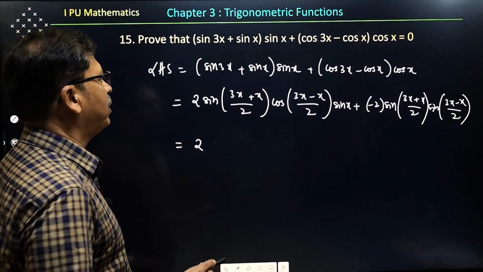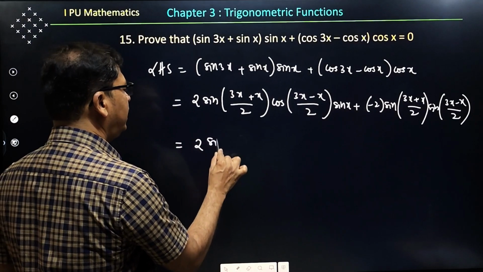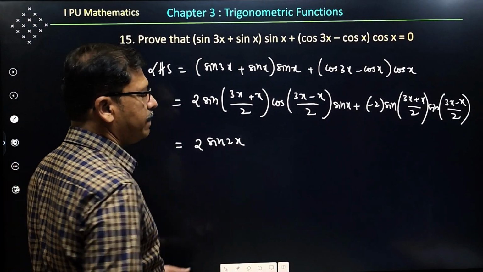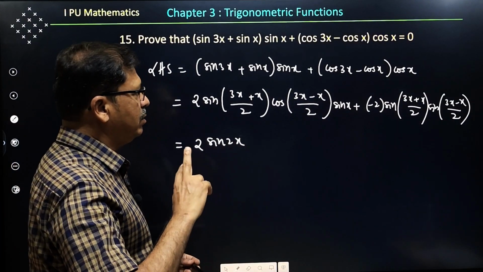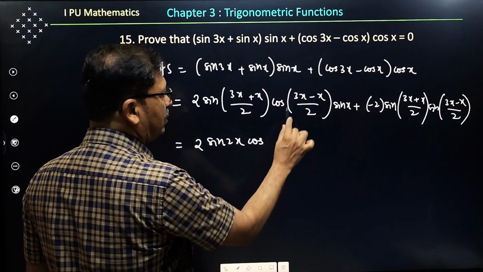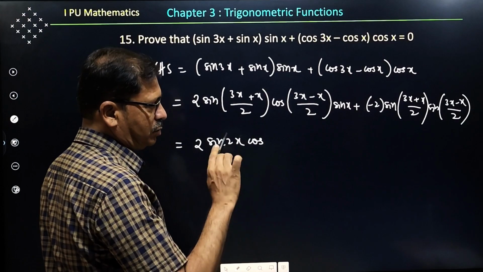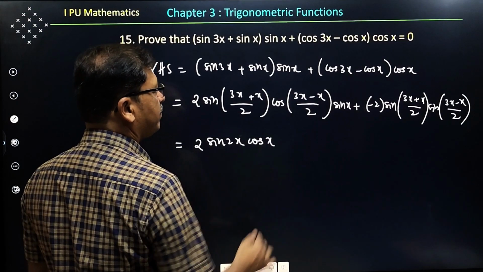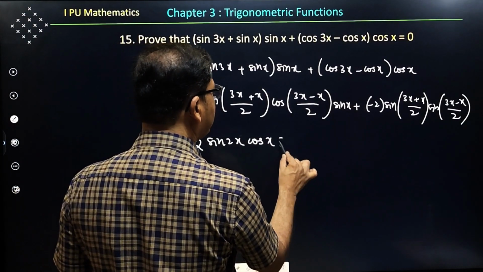3x plus x is 4x. 4x by 2, that is sin 2x you are getting. 3x plus x is 4x. 4x by 2, that is 2x. Into cos of 3x minus x is 2x. 2 cancels, only x remains. Into sin x you write.